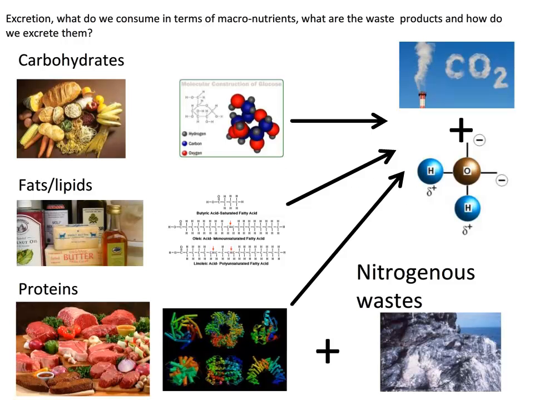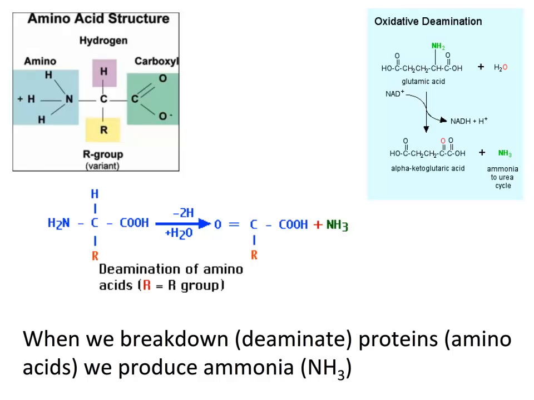Alright, so here we have our three macronutrients. So carbohydrates are made of carbon and hydrogen, fats or lipids are made of carbon and hydrogen and oxygen. Sorry, our carbohydrates can have oxygen in as well. Okay, and we've got proteins which are carbon, oxygen, hydrogen and nitrogen. So carbohydrates, fats and proteins will all be broken down, or respired, to produce carbon dioxide and water. However, when we break down proteins, we produce an extra waste metabolite, and those are nitrogenous wastes. So we start off with a protein, we break it down into amino acids, and then when we break down amino acids we produce ammonia, okay, or NH3.